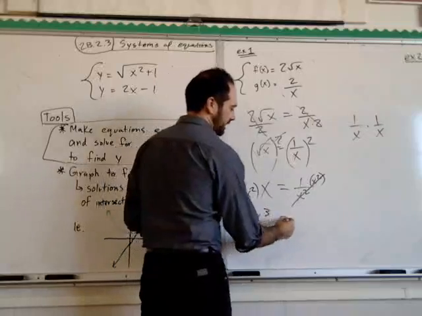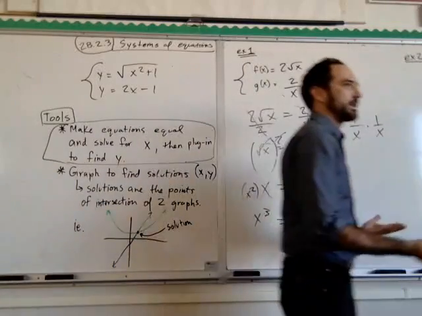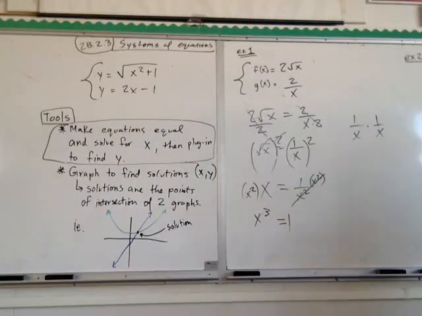X to the third is equal to 1. Now the reason I put this here is because when you see the third power, don't be intimidated. We know if we had x squared is equal to 1, we would just square root. If we had x to the fourth is equal to 1, I'd do the fourth root. If I have x to the third is equal to 1, I do the cubic root. Third root is fine. Goodbye. X is 1.